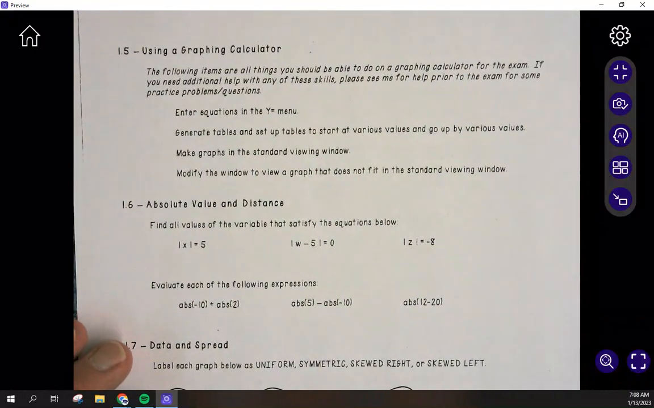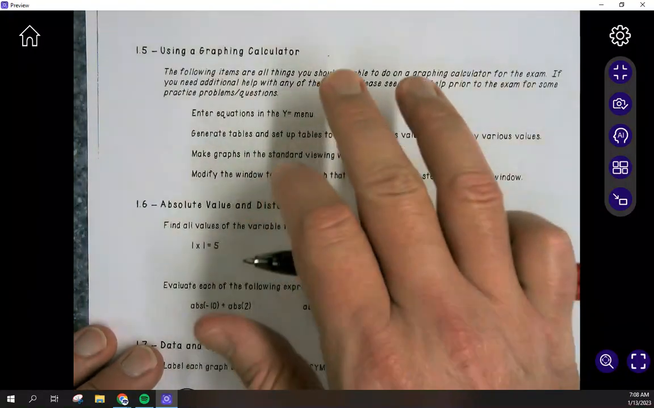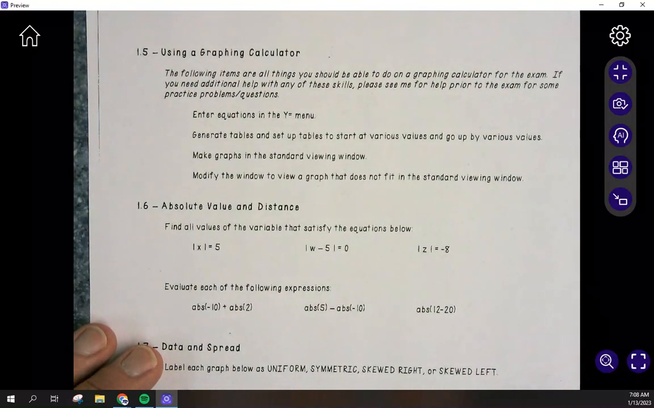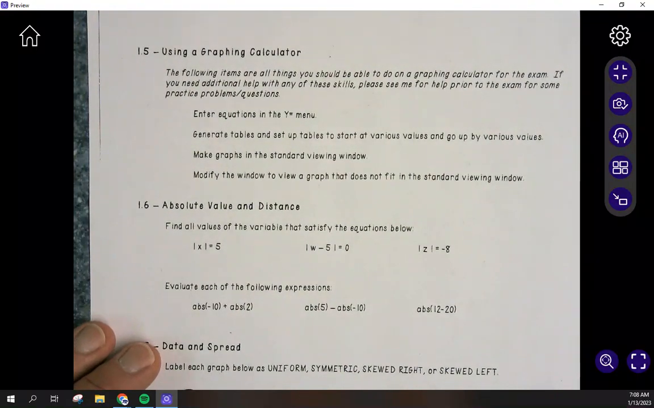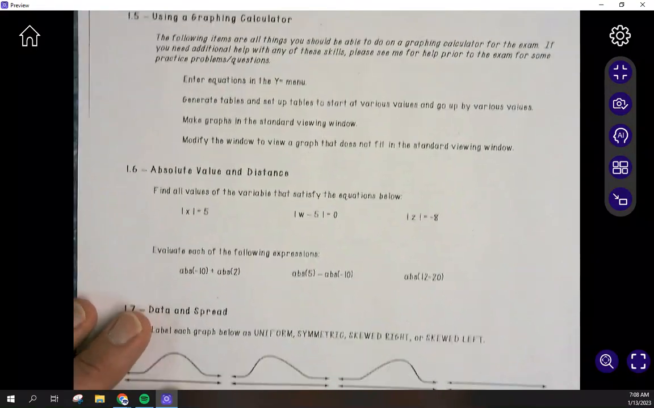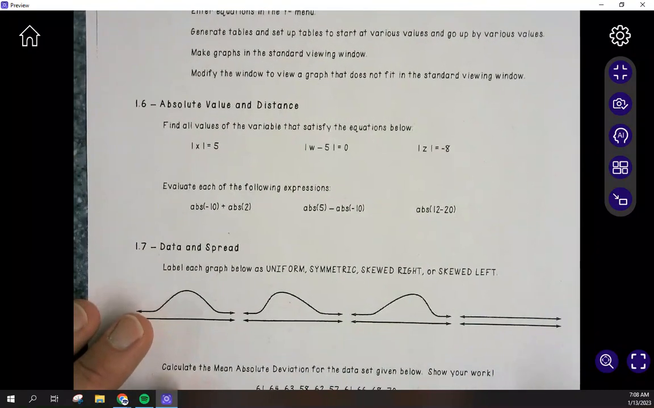Okay, for this first section right here, we're not going to worry about that here in semester 1, something we will go back to and cover later. So we're going to slide down to 1.6, absolute value and distance.